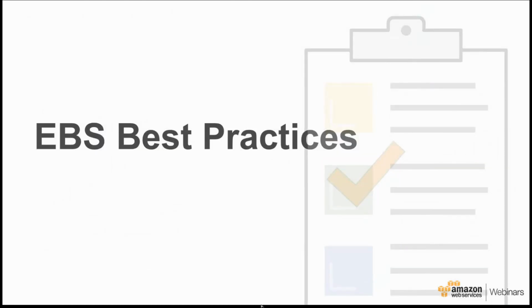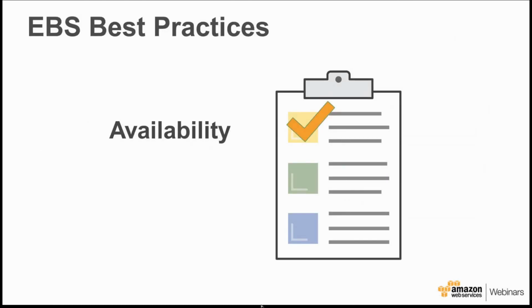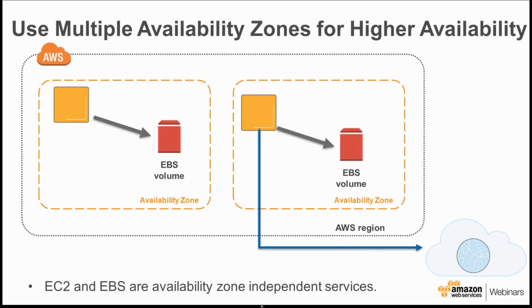Moving on to the second half of our presentation, EBS best practices. The first best practices we'll talk about are availability related. So our first best practice is, when you can, use multiple availability zones. When architecting with EC2, using multiple availability zones will increase availability of your application.